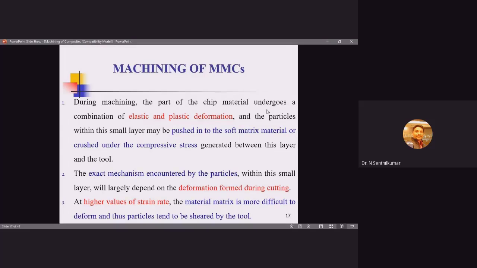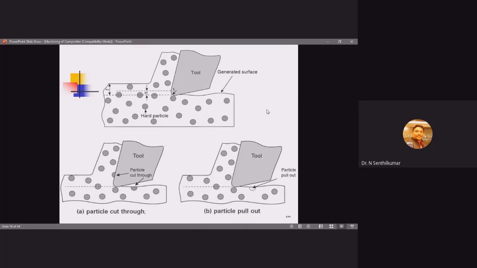So what is that higher value of strains? How are we going to provide it? Higher cutting speeds, higher feed rates. In that case, the particulates will be sheared off by the cutting tool. So these are the three cases that we are going to see. Okay. So the first one. Okay, this is the generalized thing.